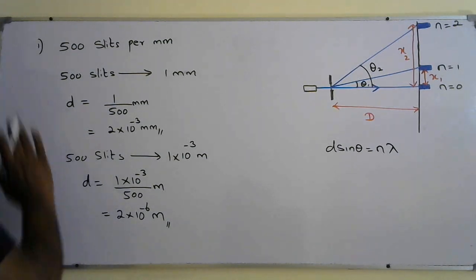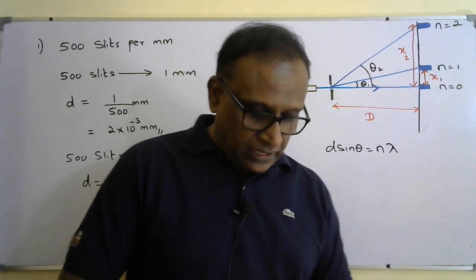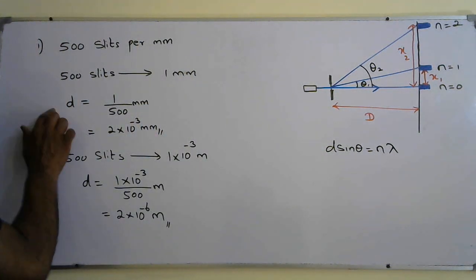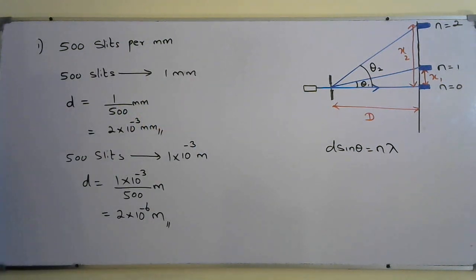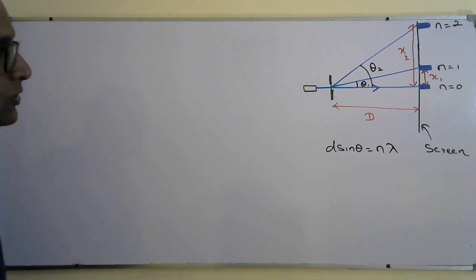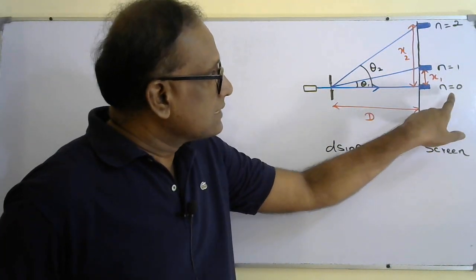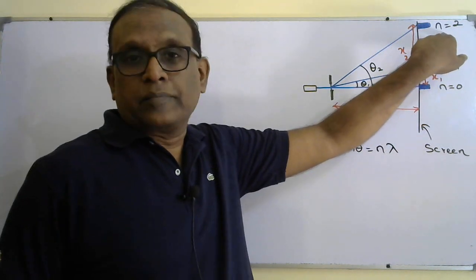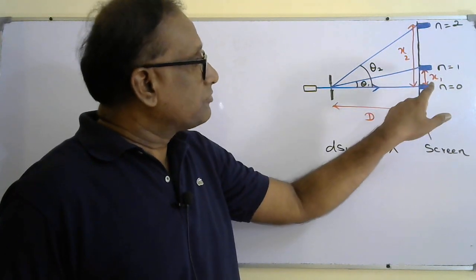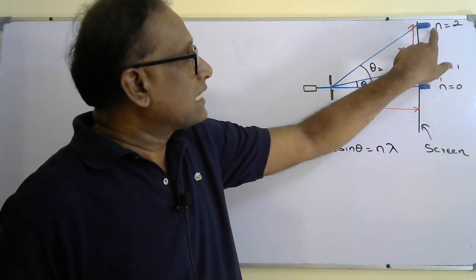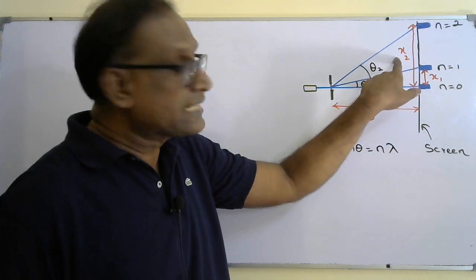You must know the first point. I'll tell you point-wise what things you should know related to diffraction grating. The first point: you must be able to find d when they give the number of slits per millimeter. The second point: on the screen, this is the 0th order, this is the first order, second order bright bands or bright fringes. The distance of the first order from the 0th order is x1. The distance of the second order from the 0th order is x2.